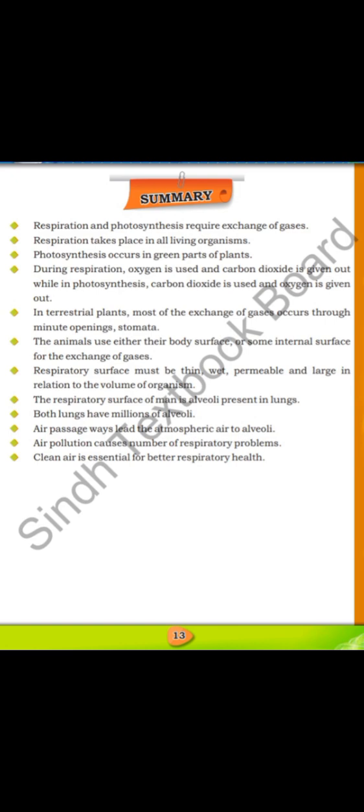And our next point is respiratory surface must be thin, wet, permeable and large in relation to the volume of organisms. In this point, these are the properties of respiratory surface. And now we are moving towards the next point, that is the respiratory surface of man is alveoli present in lungs, where exchange of gases takes place. These are known as alveoli.